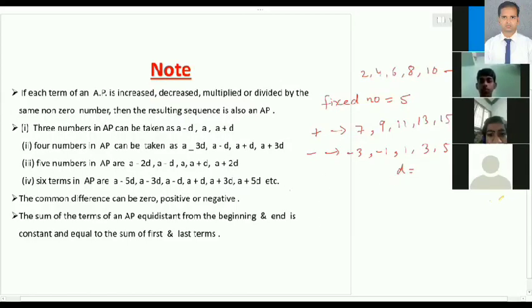Now if you multiply by the same number 5, what will you get? 2 into 5 will be 10. 4 into 5 will be 20. 6 into 5 will be 30. 8 into 5 will be 40. 10 into 5 will be 50. This is also an AP. In this case, what will be the common difference? 10. The common difference will also be multiplied by 5, that fixed number. Now in case of division, what will you get? That also we'll check.